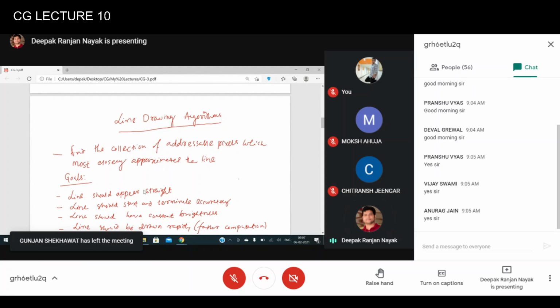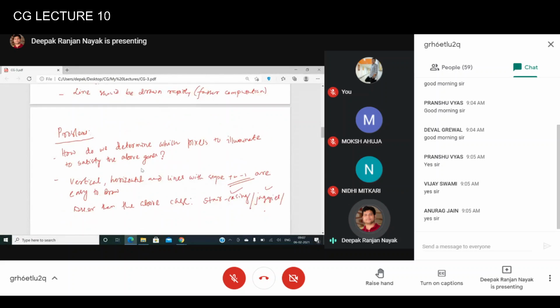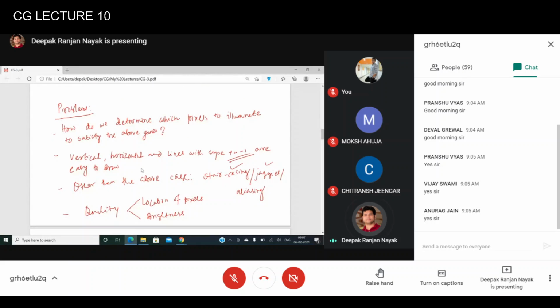We have also discussed the characteristics we should keep in mind while designing line drawing algorithms. We talked about four different characteristics or goals, you can say. And we also talked about the problems associated with designing line drawing algorithms, right? So how will you determine which pixels to illuminate so that the resulting line is close to the original line, right?